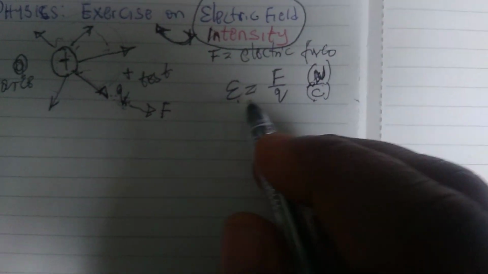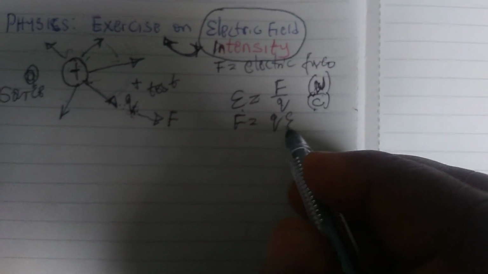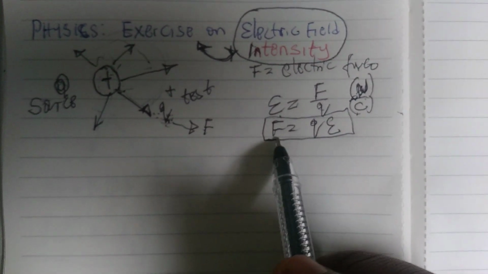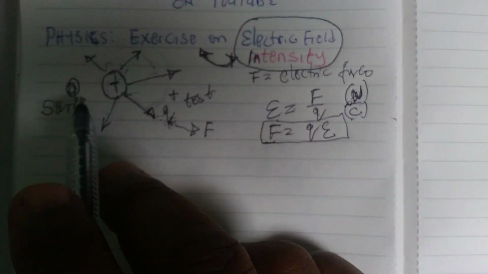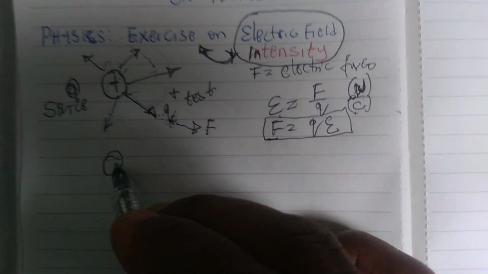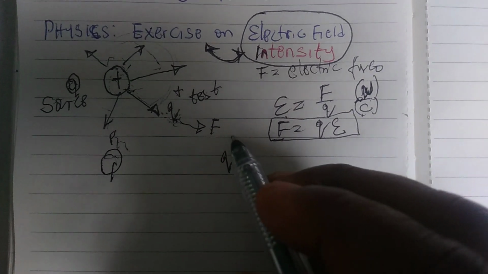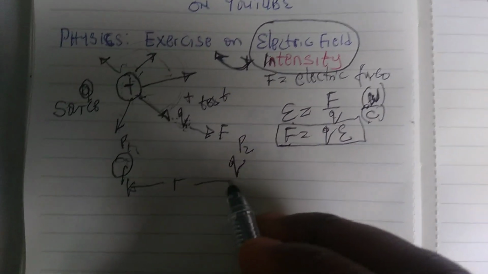Now the electric force can be cross multiplied. This equation can be cross multiplied so that the electric force becomes Q times E, QE. This is equation 1 that should be noted. Now this electric force also has a formula according to Coulomb's law. Let's consider these two charges separated by a distance r. This charge is at point P1 and this other charge is at point P2. The distance between point P1 and point P2, let's take it to be r.